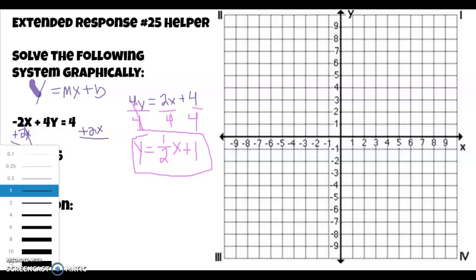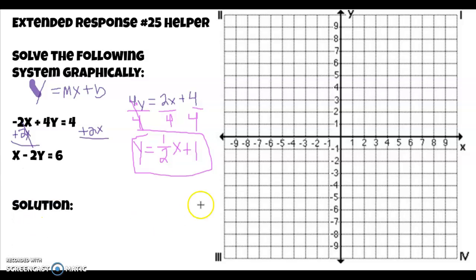I'm going to put some points down. I start with my y-intercept of positive 1 and put a point there. Then my slope is a positive 1/2, so I know it should go uphill going left to right. So I'm going to go up 1 and to the right 2, up 1 and to the right 2, up 1 and to the right 2.